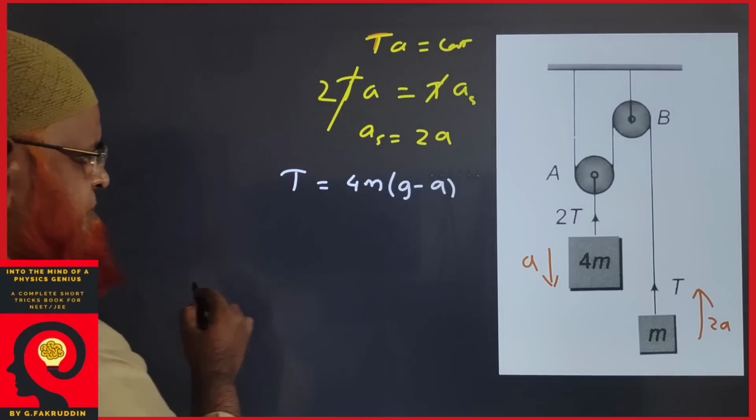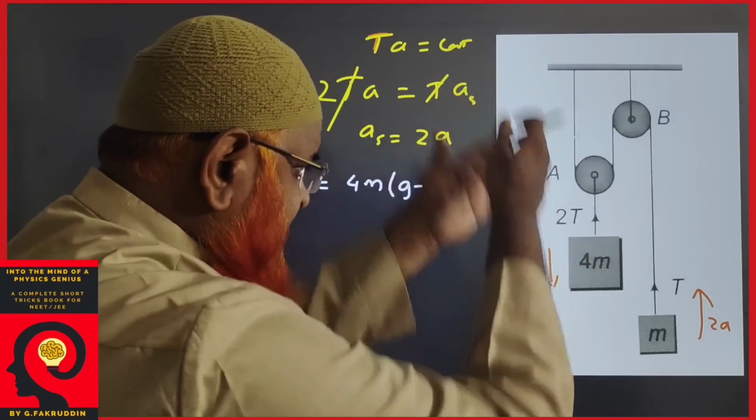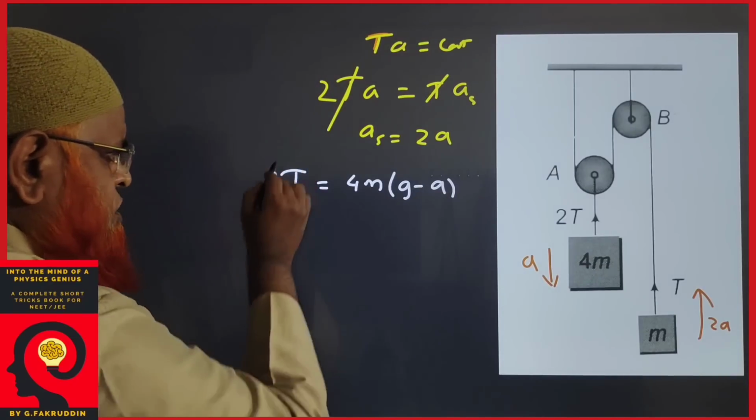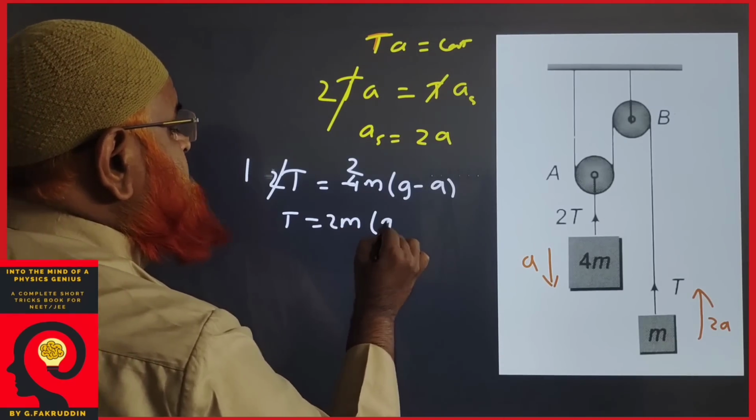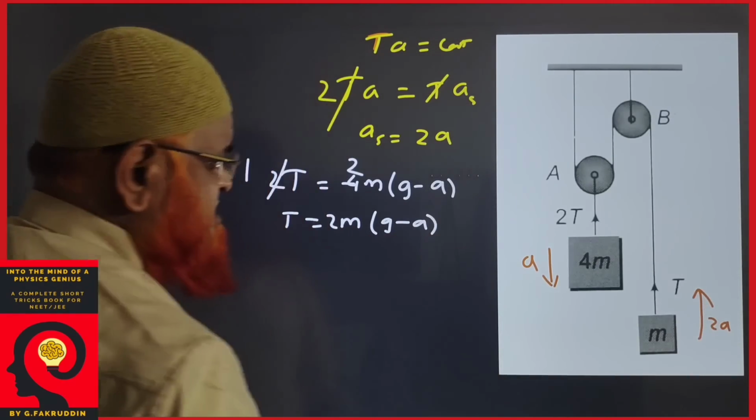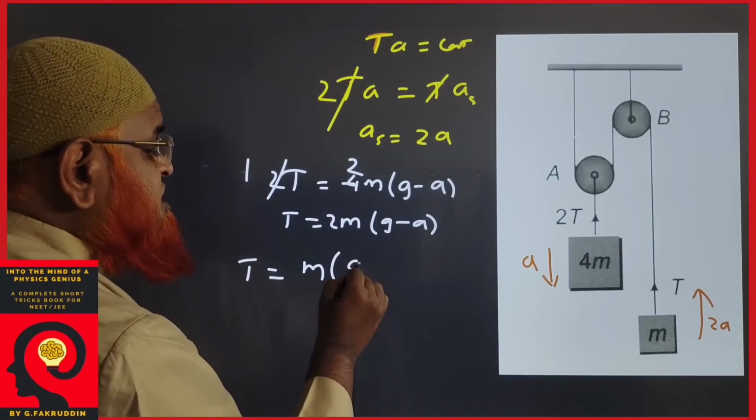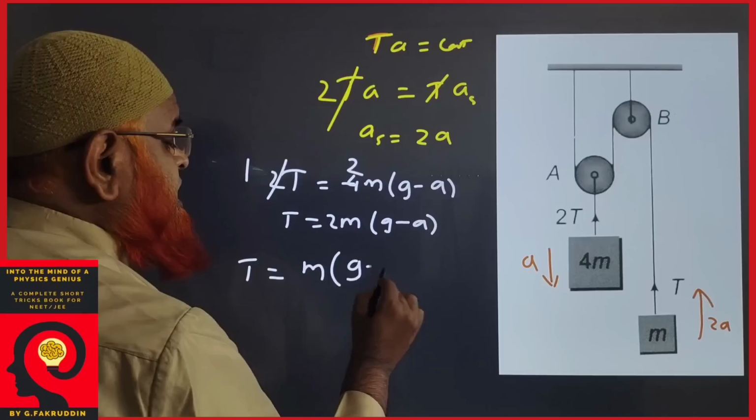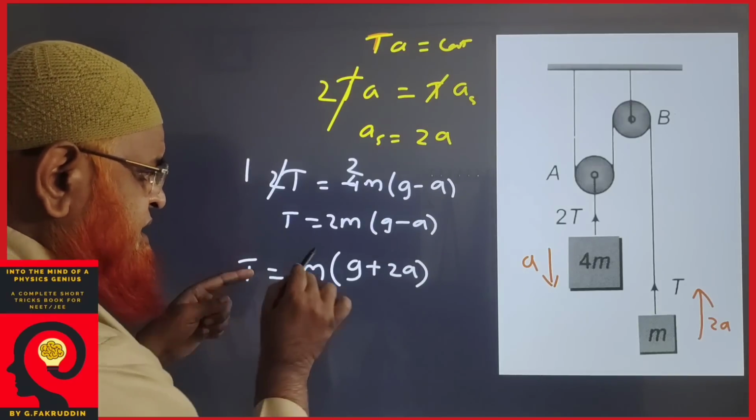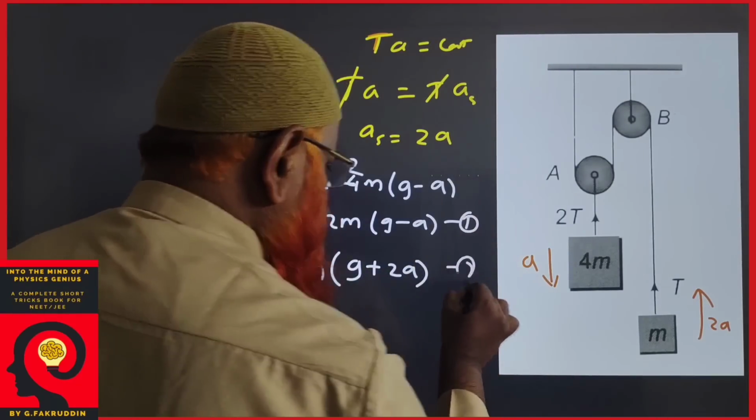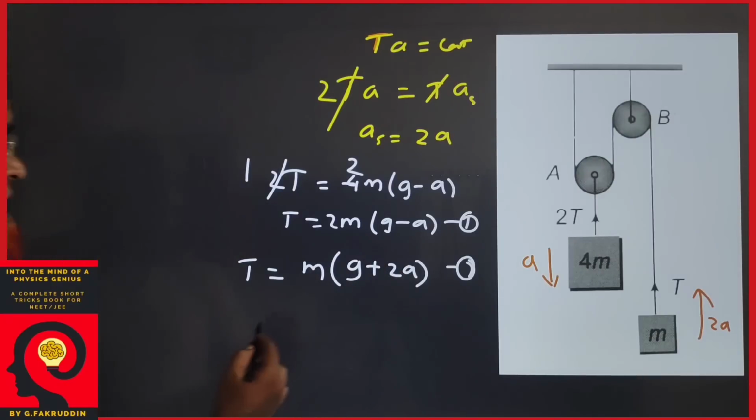Then let us see what is going to happen. This has tension 2T and mass 4m, and as it is going down, g minus a. So tension will become 2m into g minus a. Now this block, if you consider, is moving upwards, so tension is equal to m into g plus 2a, because it has acceleration 2a. That's it. This is also tension, this is also tension, and both give the same equation. Let us make them equal.